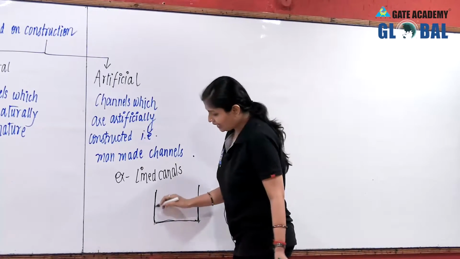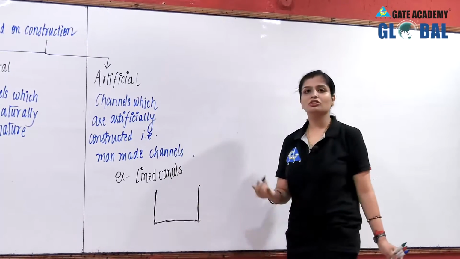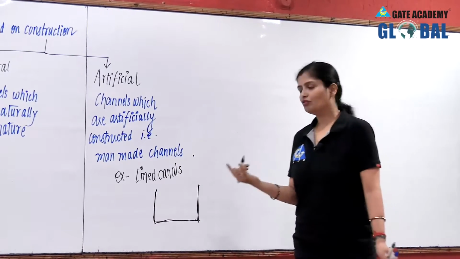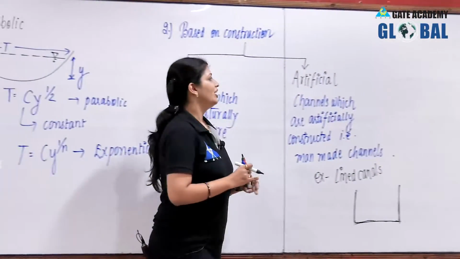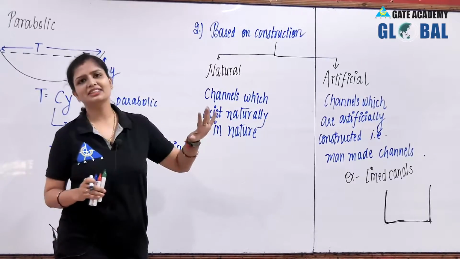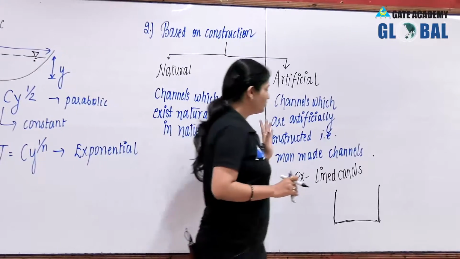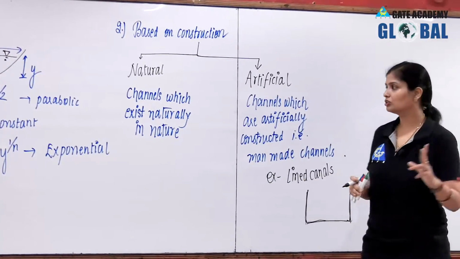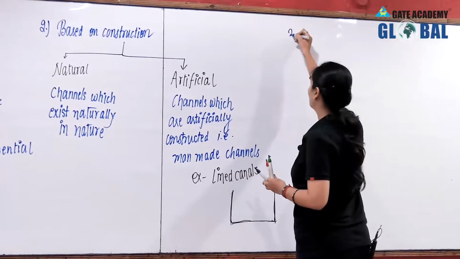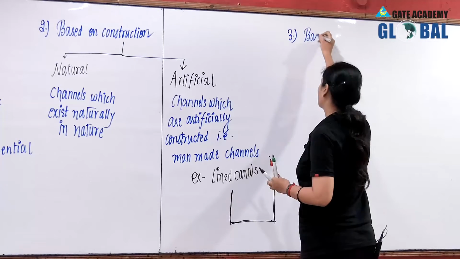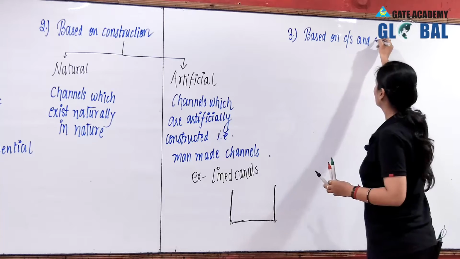So these lined canals or sewer canals are examples of your artificial canals, or you can say man-made canals or channel sections. While all the channel sections which normally exist naturally in nature are examples of natural channels. So we have dealt with the second part also. The third part of the types of open channel flow is based on cross section and slope.